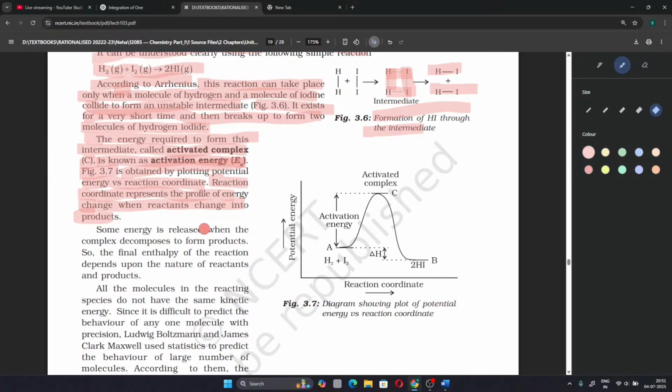Obtained by plotting potential energy versus the reaction coordinate. Okay, fine. H2 plus I2. Activation energy. This is the activated complex. Due to this high energy, it is reactive and it loses energy. And finally, the product 2HI, with a reaction enthalpy of delta H, is formed.